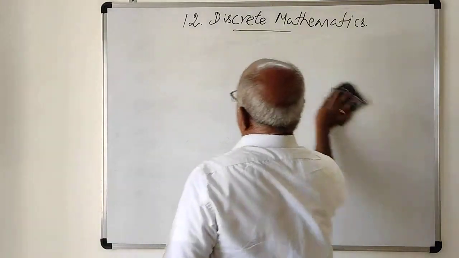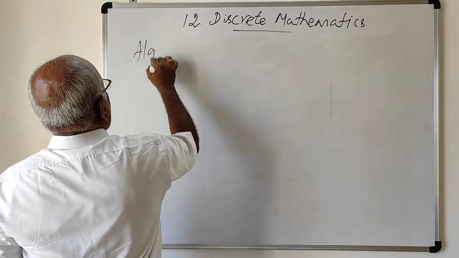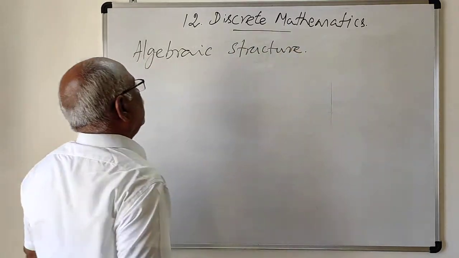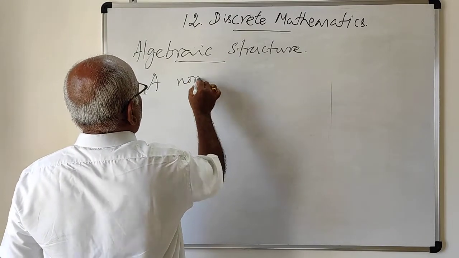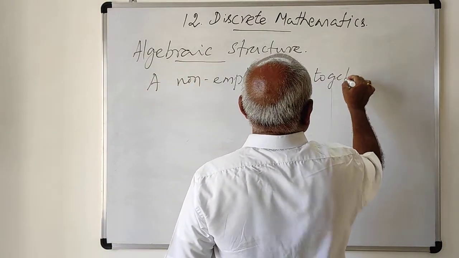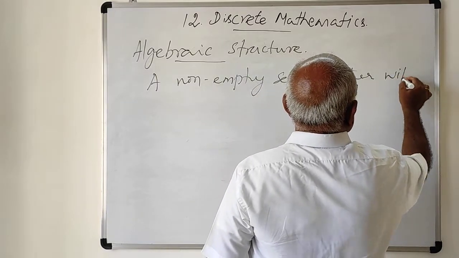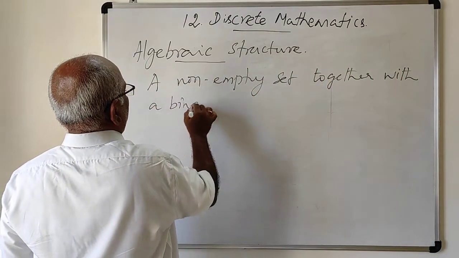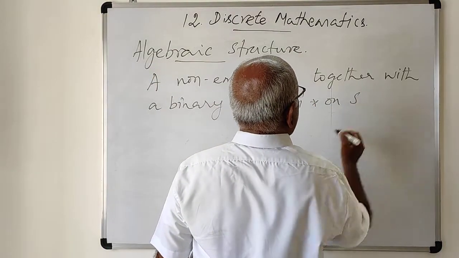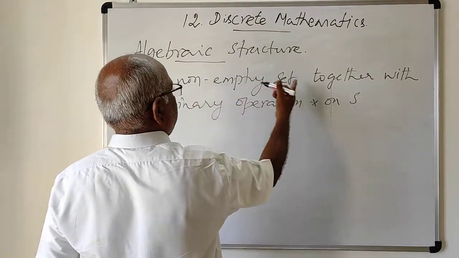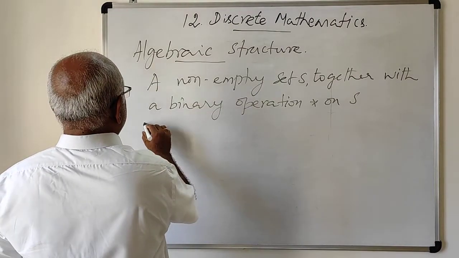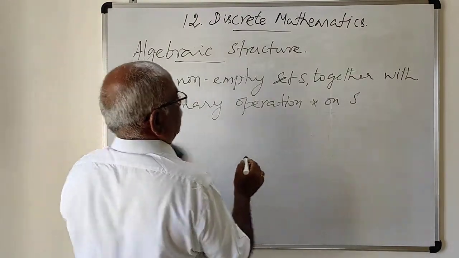Now I am going to give a definition for algebraic structure. A non-empty set S together with a binary operation star on S, then S with star is called a binary structure, an algebraic structure.